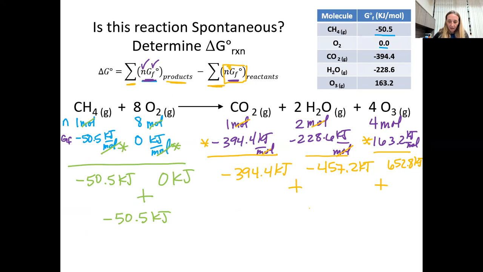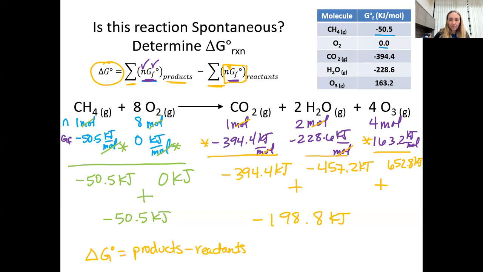When I add these together, I get a value of negative 198.8 kilojoules. Okay. Now, the very, very last step of this is we want to calculate that delta G value. And to do that, I'm going to do products minus reactants. So my products is this orange value. Let's go back to orange. So that's going to equal negative 198.8 kilojoules.